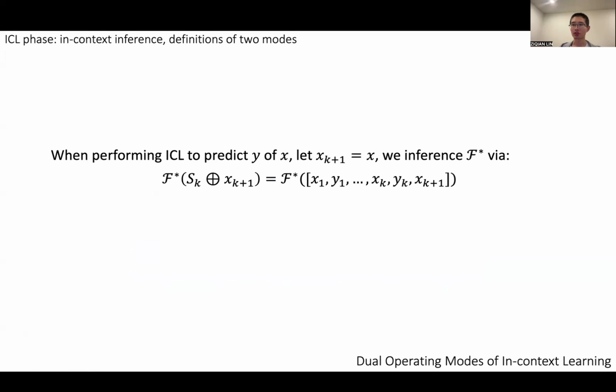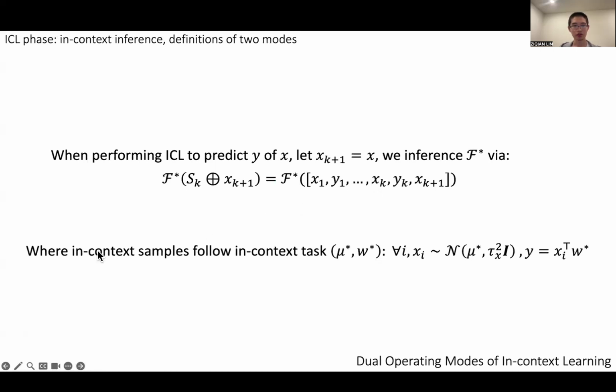So after we have our pre-training data set, we pre-train the model, and then we can perform in-context learning to predict y of x. For instance, we let xk plus 1 equal x, and we run inference with the optimal pre-trained model f star with additional k in-context demonstrations, or in-context examples. And we assume those in-context examples follow the in-context task mu star and w star. Mu star means the x is sampled from the mean mu, and w star means y is equal to the inner product of xi with w star. I will name w star the function of the in-context task, or simply the in-context function.